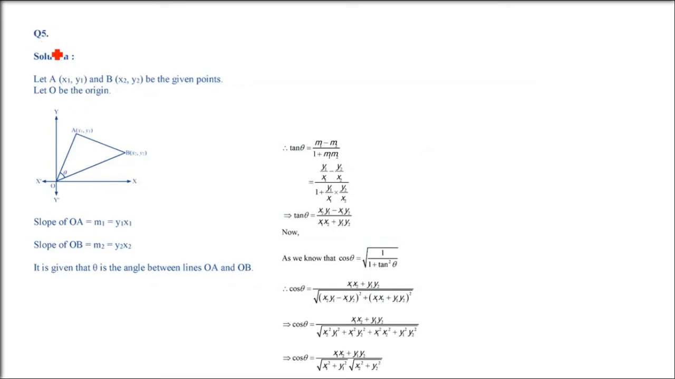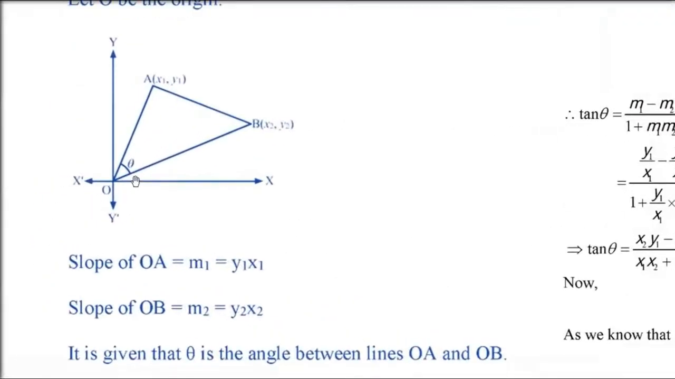Question number 5. If theta is the angle which the straight line joining the points (x1, y1), (x2, y2) subtends at the origin, prove that tan theta equals (x1 y2 minus x2 y1) by (x1 x2 plus y1 y2). Cos theta is also known. So there are 2 points. When we join them, it subtends an angle theta. So this tan theta and cos theta we have to find out.